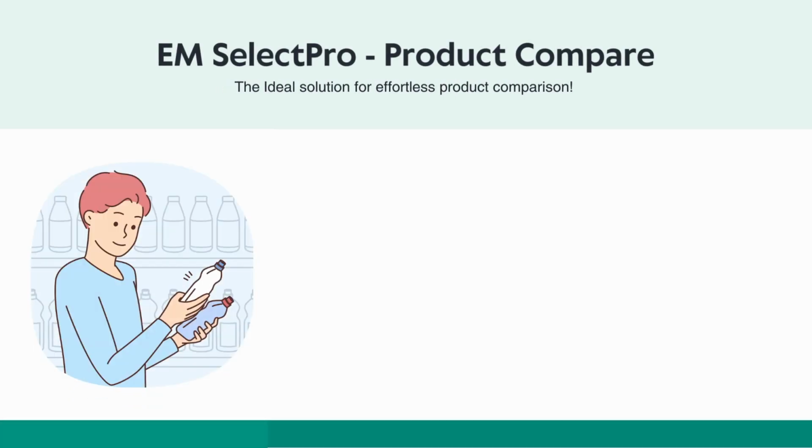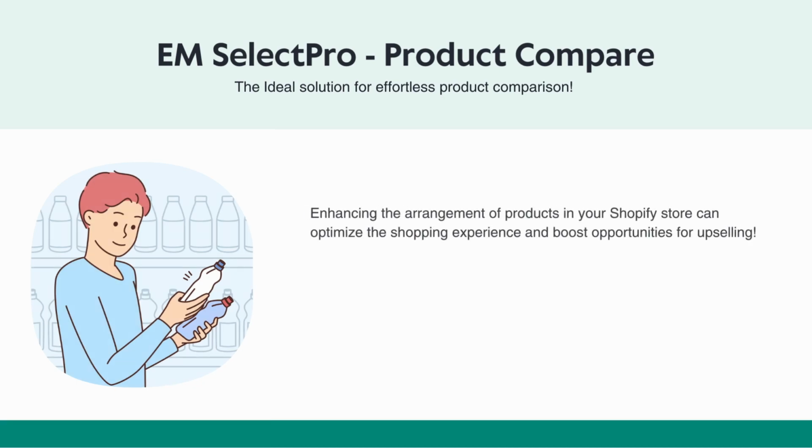SelectPro Product Compare, the ideal solution for effortless product comparison. Enhancing the arrangement of products in your Shopify store can optimize the shopping experience and boost opportunities for upselling.